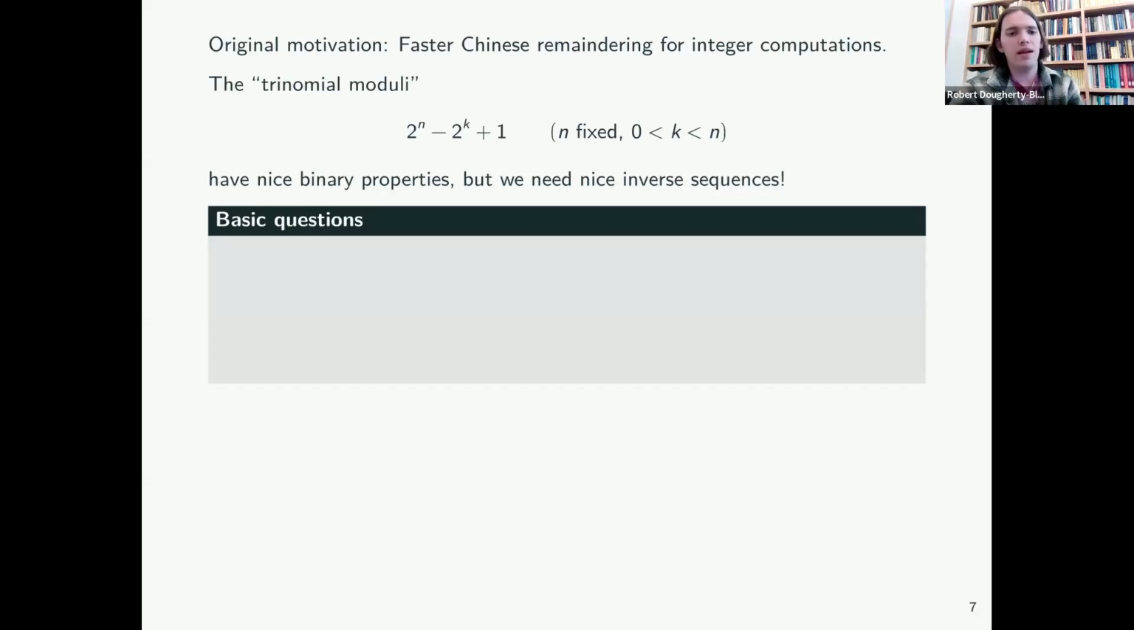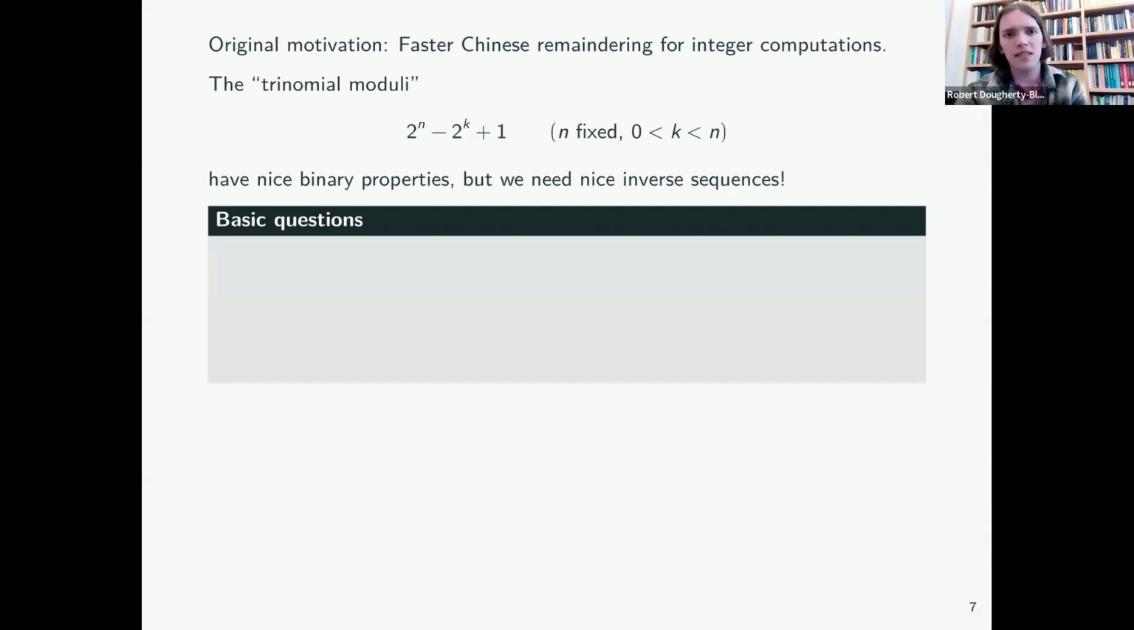So a common game that you play is asking, can you somehow pick moduli in a way that minimizes these costs, that makes reduction fast, or that makes reconstruction fast? Something along these lines, so that you can really get the full benefits out of the approach. So about a year ago, in a talk at this seminar, it was proposed that we think about moduli that look like this, what I'll call trinomial moduli. These are moduli of the form 2 to the n minus 2 to the k plus 1, where you fix the degree, the leading exponent n, and you allow the middle one to vary.